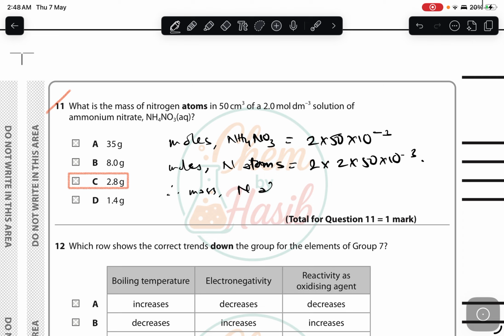Therefore the mass of nitrogen atoms will be equal to 2 × 2 × 50 × 10^-3 multiplied by the molar mass. The molar mass of nitrogen is 14. So if you multiply by 14, this comes out to be 2.8 grams. So therefore C is the answer.